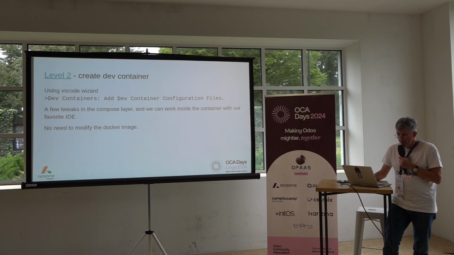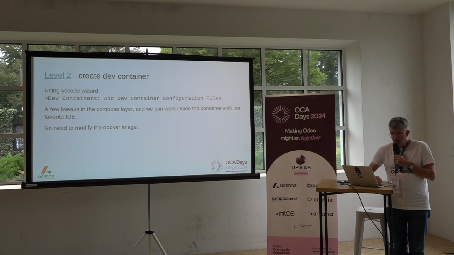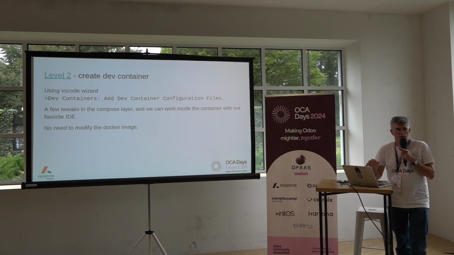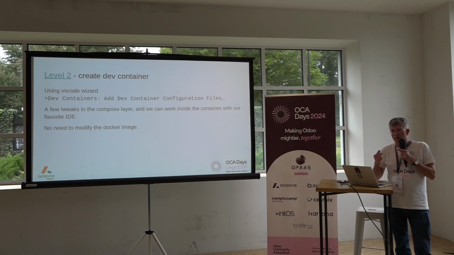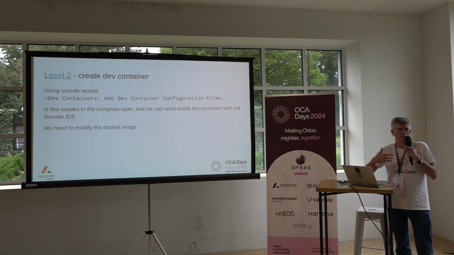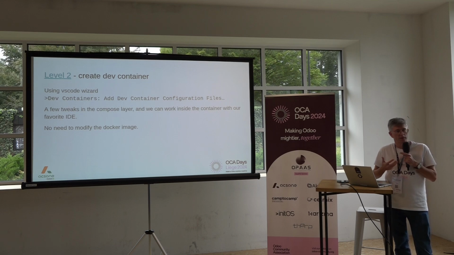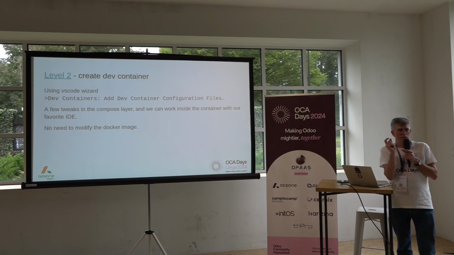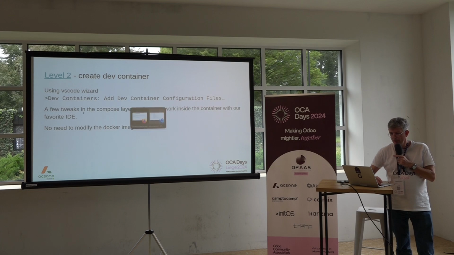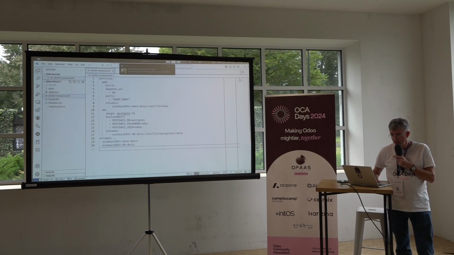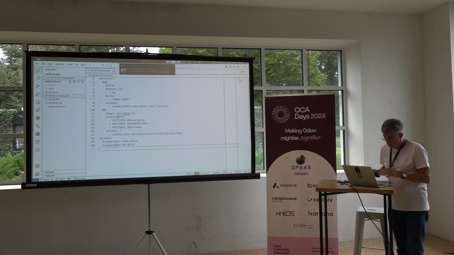And actually, in VS Code, there is a wizard where you can say add a dev container configuration. We have several options, but one option is to start from the existing Docker Compose you have in your project. And with very few tweaks, you can use that exact Docker image. And I will show how it looks like.